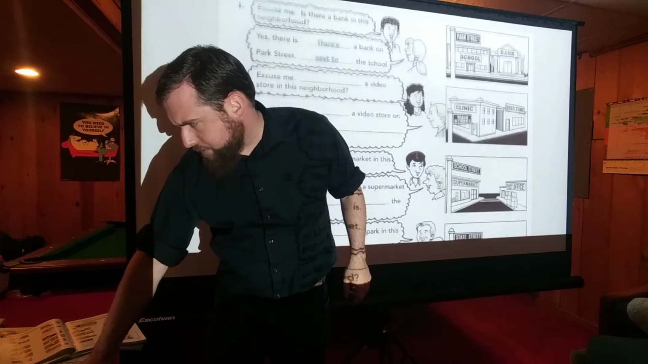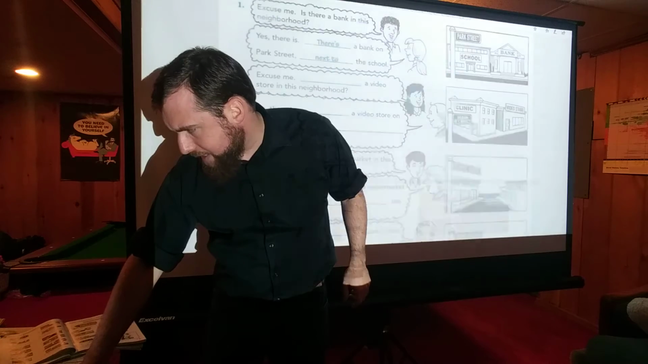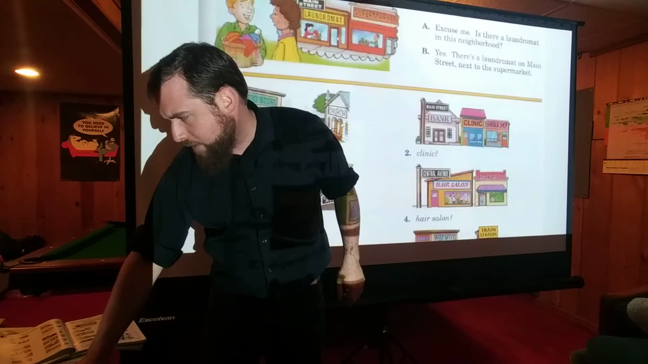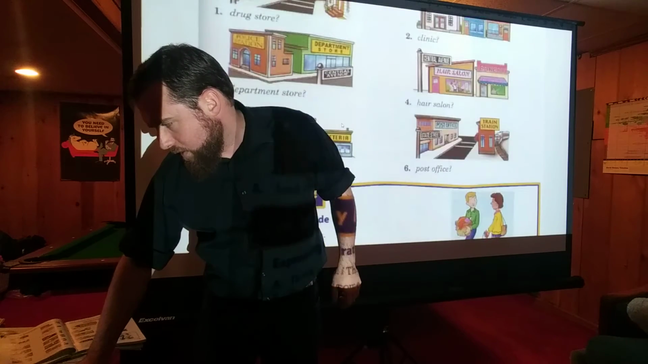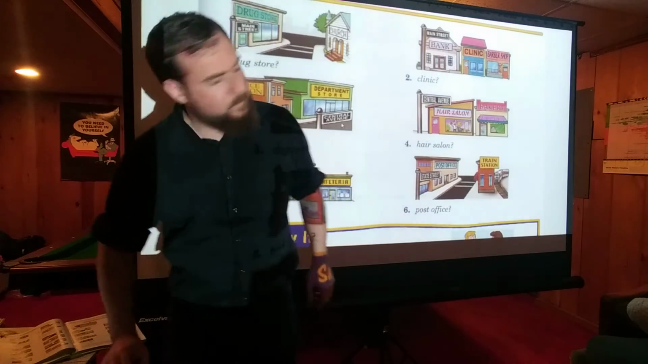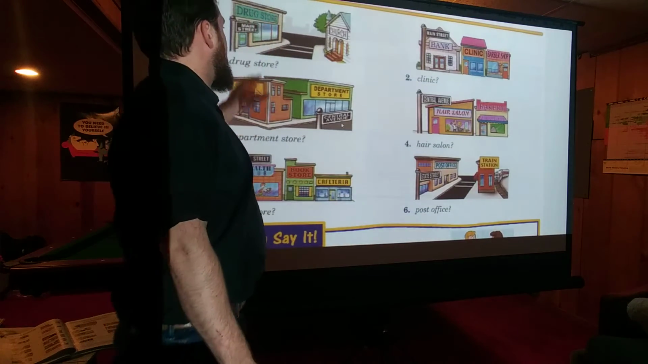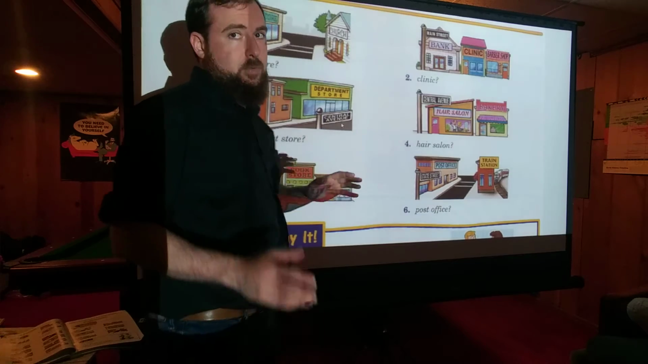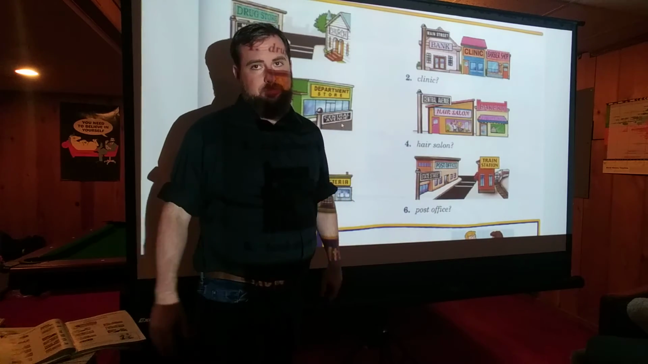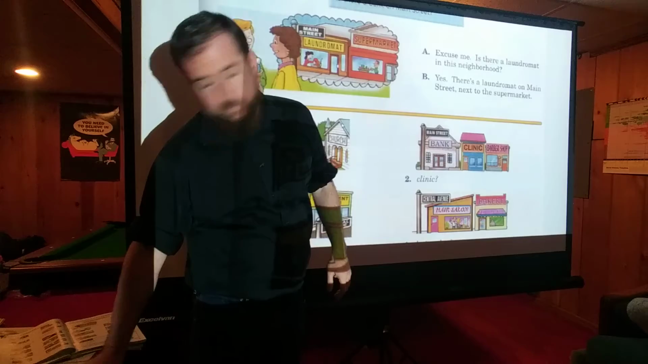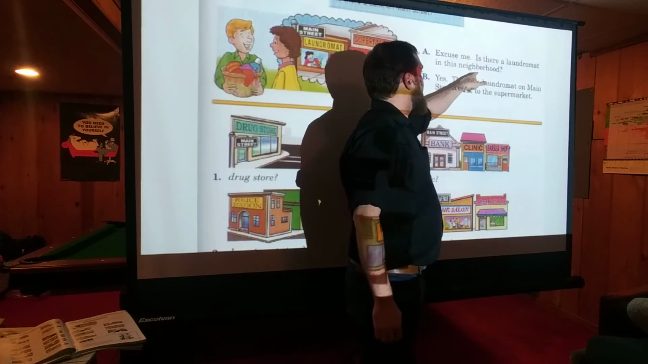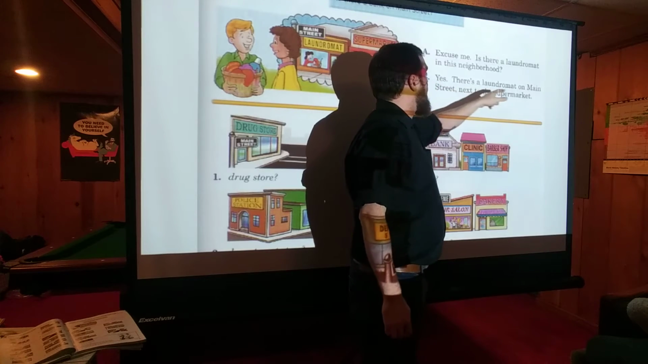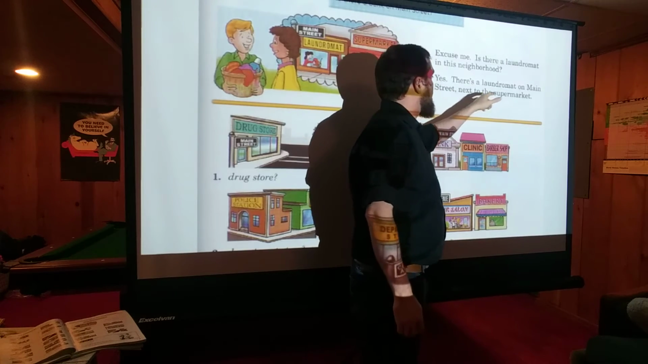Good job. All right, so now let's go back to page 57, and now we're going to write some complete sentences, okay? We're going to write, there's only 6. We're going to write questions just like we had and answers, okay? So it's going to look like this. Remember this? Excuse me, is there a laundromat in this neighborhood? Yes, there's a laundromat on Main Street, next to the supermarket.